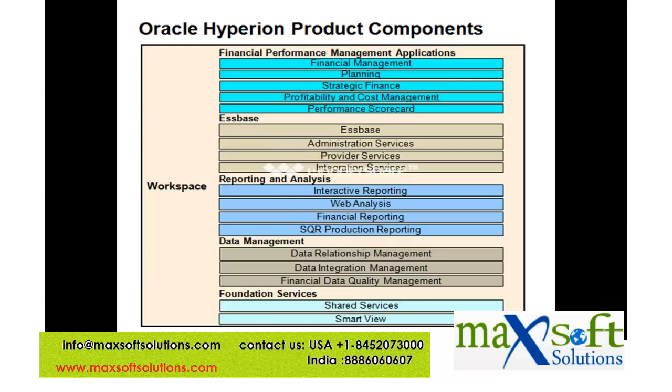Coming to data management, you have something called data relationship management. You have something called DIM, data integration management, and you have something called FDQM, financial data quality management. So think of these data management tools like an ETL tool. When I say ETL tool, ETL stands for extract, transform, and load. So data management tools like DRM or FDQM would act as an ETL tool. I mean, this would connect to your source systems, bring the data and put it to your target. Maybe the target can be planning or HFM or SBS.